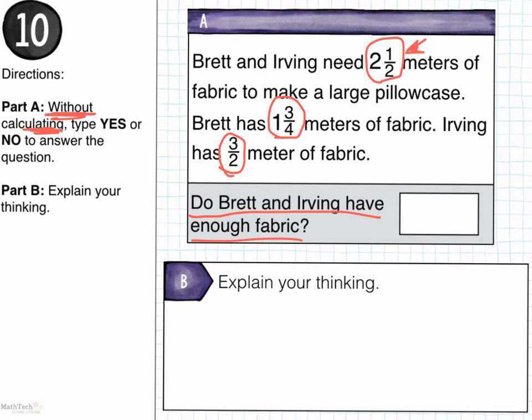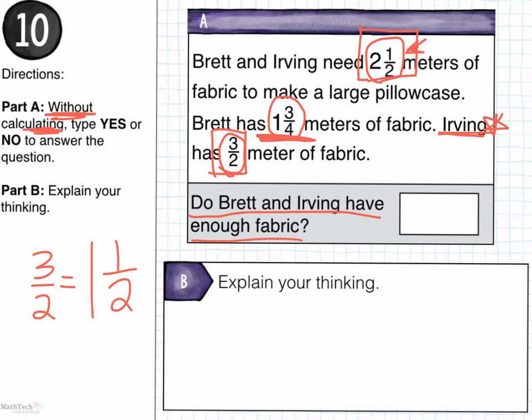So, one thought I have without calculating about this situation is that Irving has 3/2 of a meter of fabric. And I know that 3/2 is equivalent to 1 1/2. So if I think about what Irving has, 1 1/2, and altogether they need 2 1/2, just with what Irving has, they're only 1 meter away from what they need. When I look back to the problem and see how much Brett has, well, does Brett have more or less than 1 meter of fabric? He's got more. So they have more than enough to make their pillowcase. Yes, they have enough fabric.